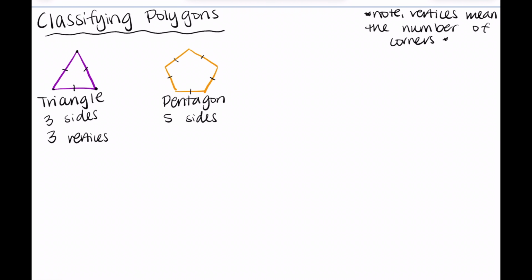And it also has 5 vertices. I'll label all the corners, 1, 2, 3, 4, 5. So we've gone through a shape with 3 sides, a shape with 5 sides.